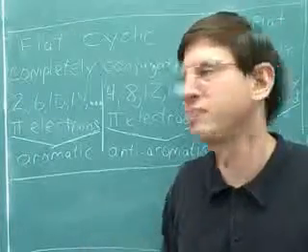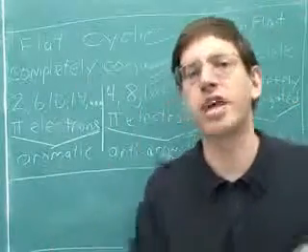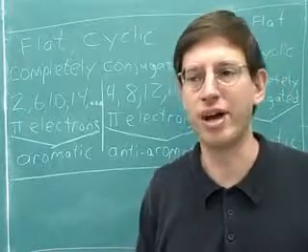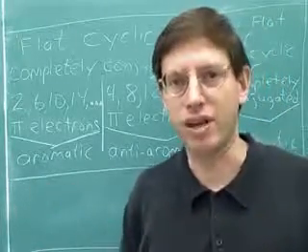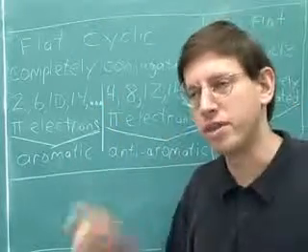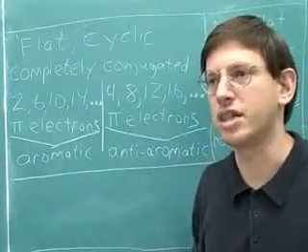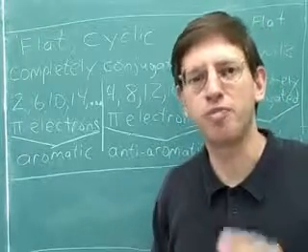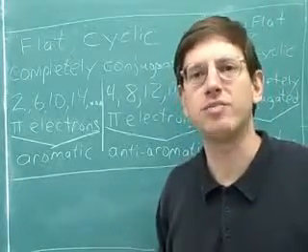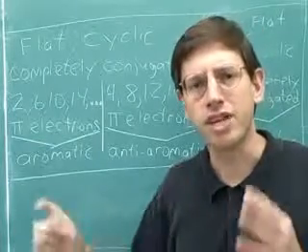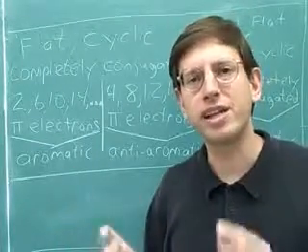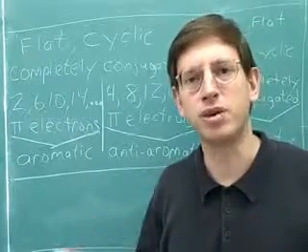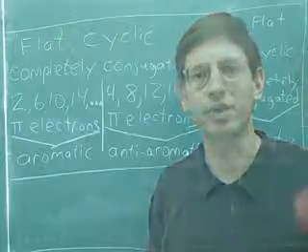Anything that has alternating single and double bonds is conjugated, but there's other types of molecules that are also conjugated even though they don't have alternating single and double bonds. So what's the better definition of completely conjugated? Well, the best definition of completely conjugated is that completely conjugated means side-to-side overlap of p orbitals at every atom in the ring. I'll say that definition again. Completely conjugated means side-to-side overlap of p orbitals at every atom in the ring.